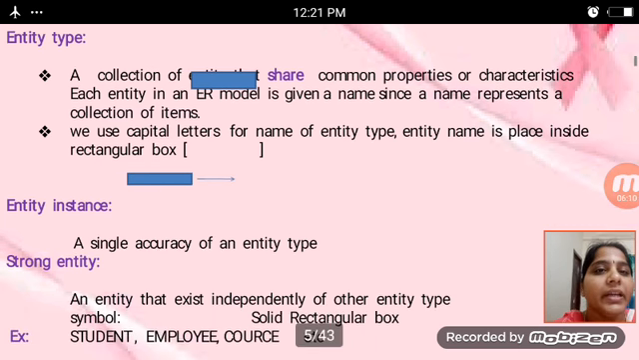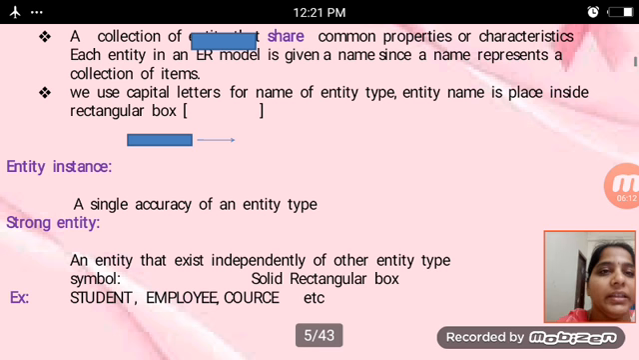And then next one, entity instance. This is a single occurrence of an entity. Whenever we are using a single entity, that is an entity instance. We call it an entity instance.